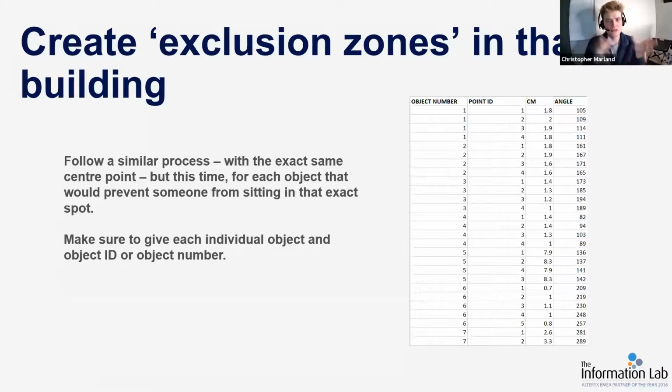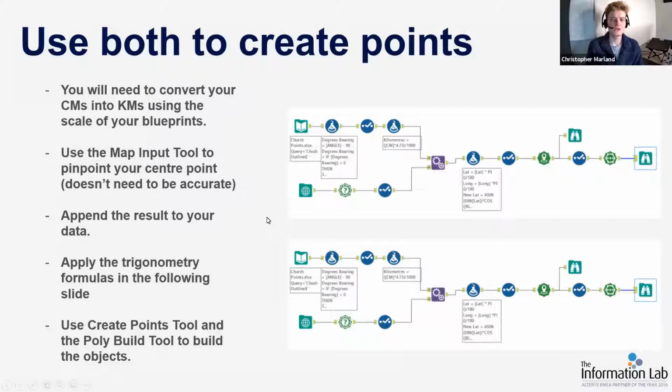And it was really important that they were individual objects that were not going to be confused with each other in any way. So I used object numbers, but an object ID could have been fine. A label like pillar, altar, that would have been fine as well. So we used both to create points, and it was really just a copy and paste kind of job. So what we needed to do is to convert the centimeters into kilometers.